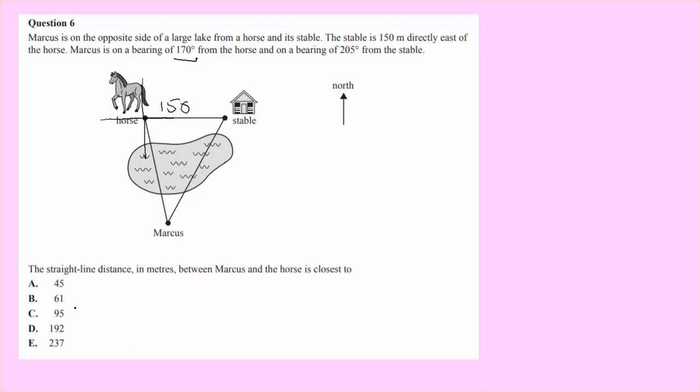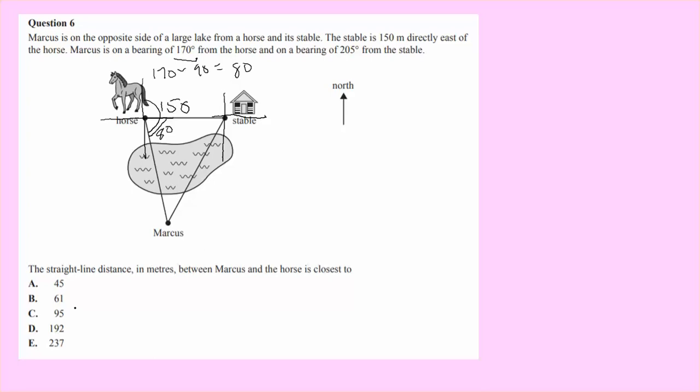And 170, I'm going to do 170 take away 90, which will give me 80 degrees. So 170 all the way around there. So this bit there is 80. I'm going to add my little compass rose here.